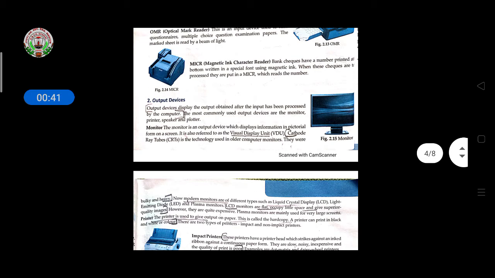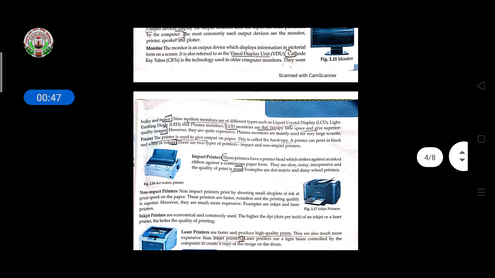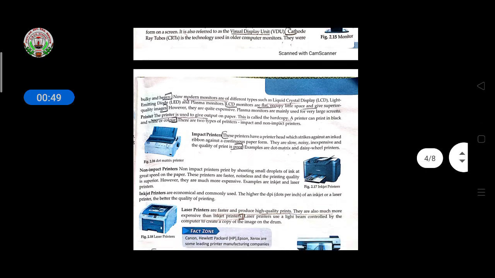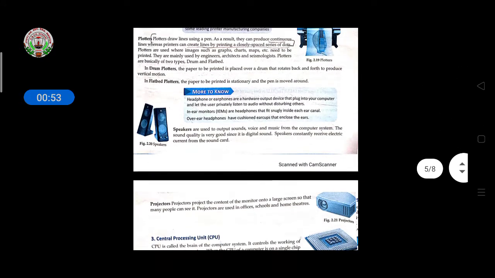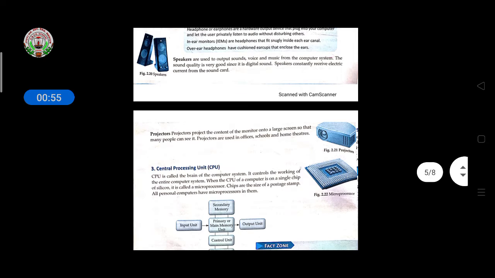And then come to the output devices. We had learned about the different types of monitors, different types of printers, and different types of plotters. This we had discussed in the last class. So today we'll discuss the central processing unit.